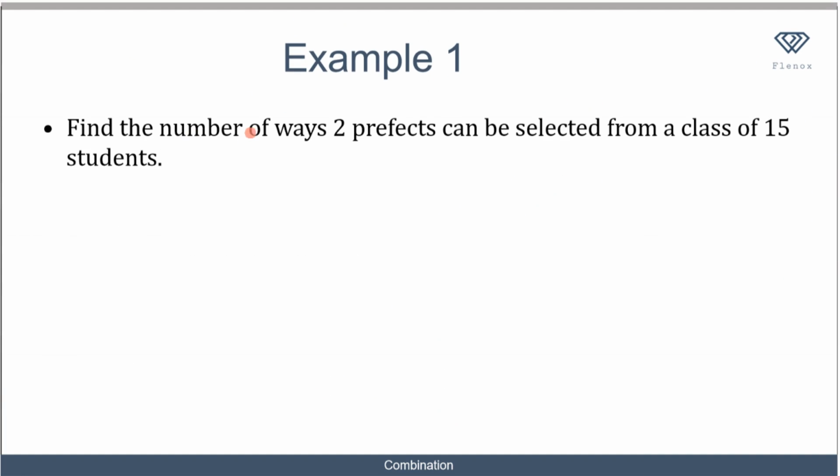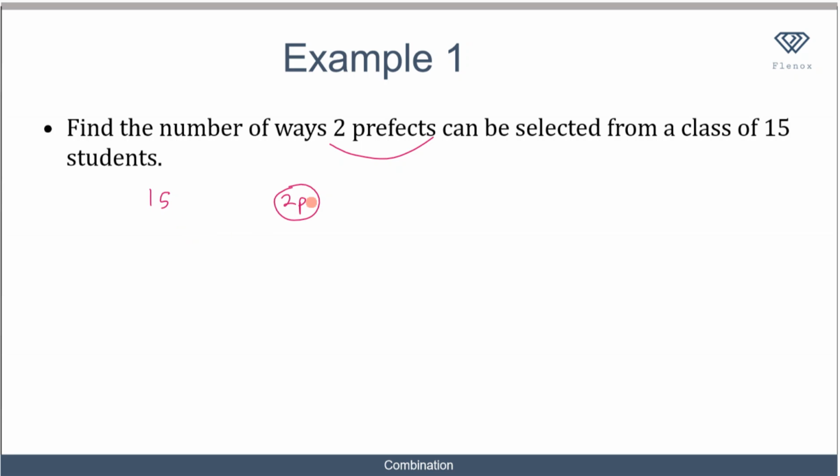So let's take a look at some examples. Find the number of ways 2 prefects can be selected from a class of 15 students. So now you have a class of 15 students and you just want to select 2 prefects from the class. It does not matter to me who I select first and who I select second, because I don't even know the position. All I know is that I want 2 prefects. So the order in which I select them in this case is of no concern to me.